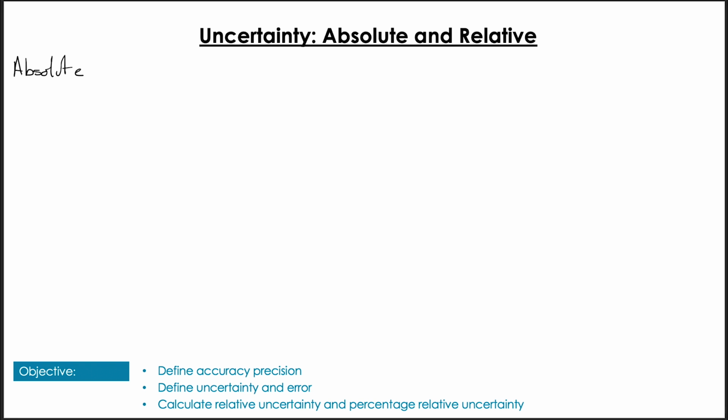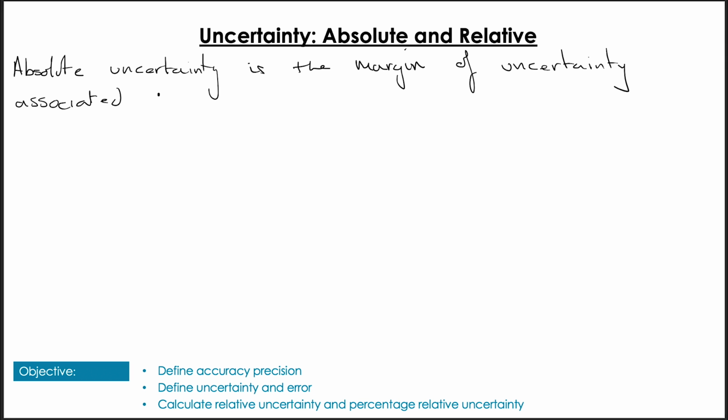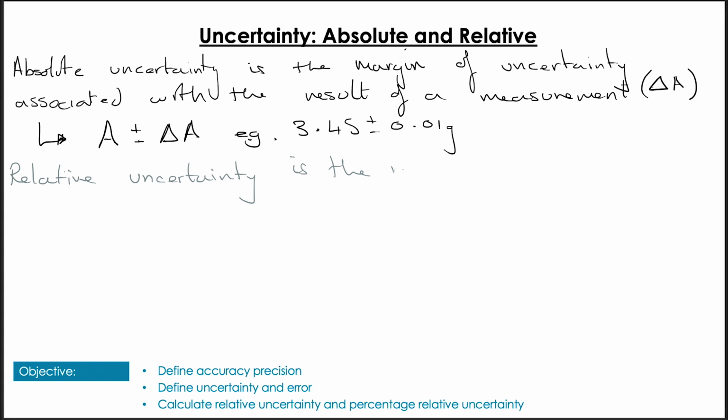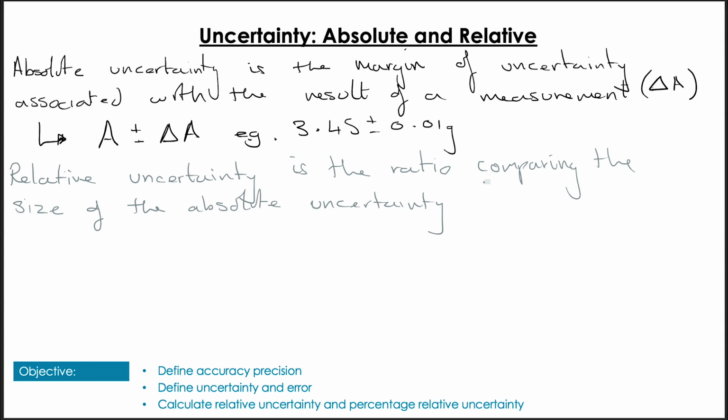And all of these things have an associated uncertainty. Now, we can look at uncertainty in two ways: as absolute uncertainty, which is the margin of uncertainty associated with the result of a measurement taken. So, for example, if we were to weigh something out and we got a value, it's going to be plus or minus some amount, like 3.45 plus or minus 0.01.